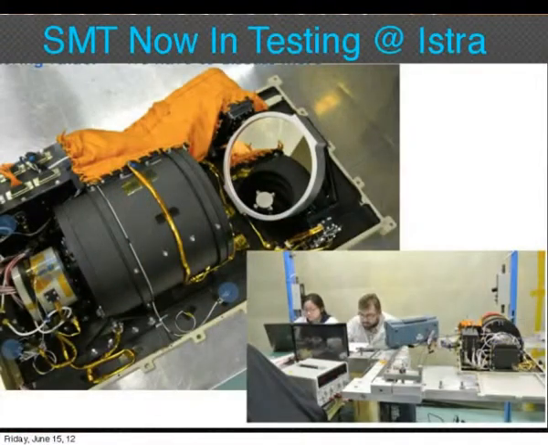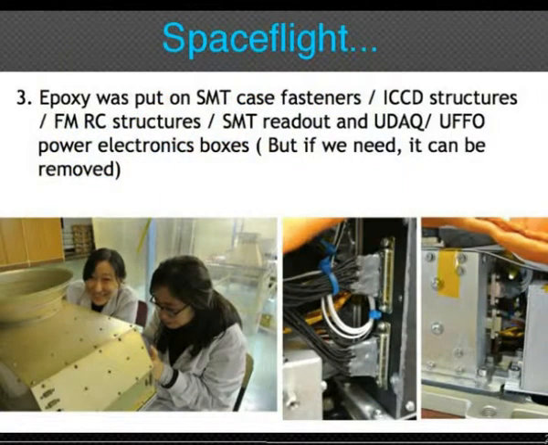This is an electronics box for SMT. Here's our mirror. You can see that. And some of the details of spaceflight, we're doing things like stuffing epoxy on all these boxes, getting them ready for spaceflight. Here we are working at the ISTRA facility.